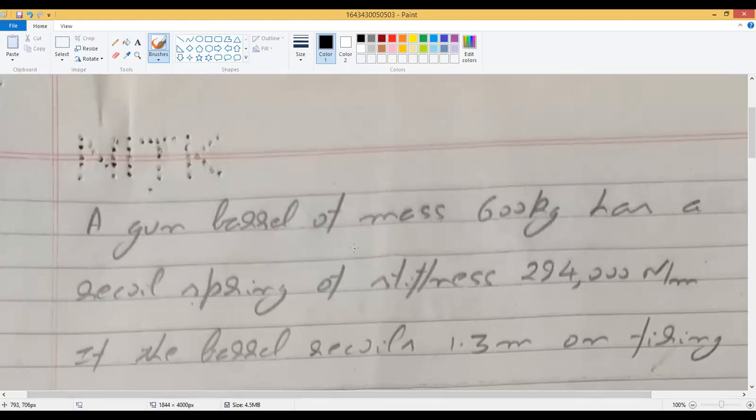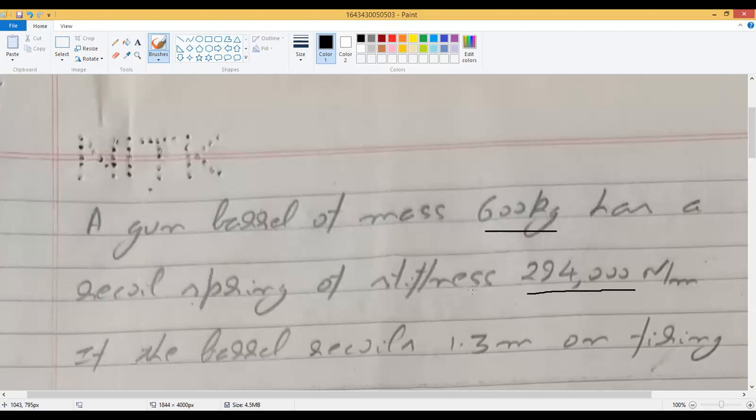A gun barrel of mass 600 kg has a recoil spring of stiffness 294,000 Newton per meter. That means the mass of the gun is given, and the stiffness of the recoil spring is also a known quantity. This is visible to all of you now. Can somebody confirm? Yes, sir. Okay.